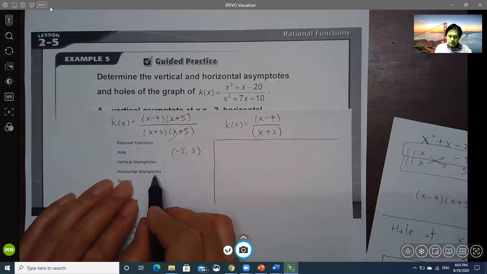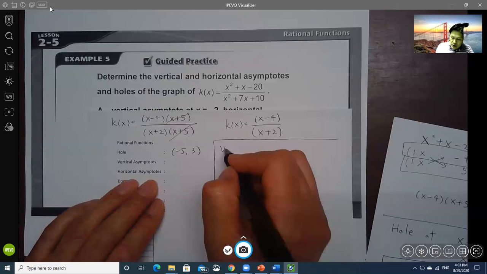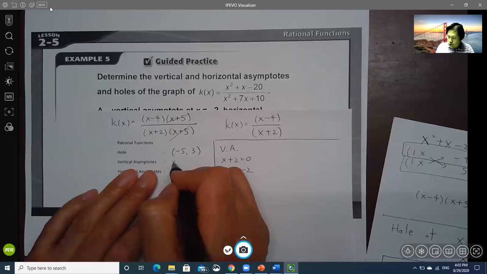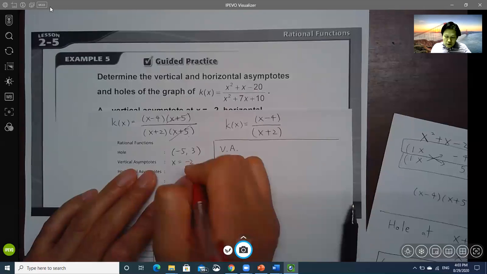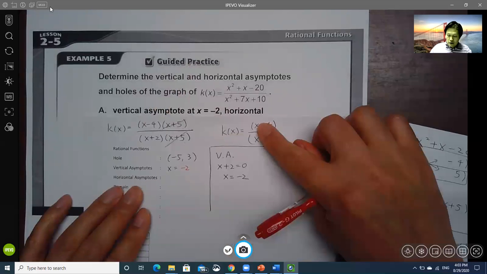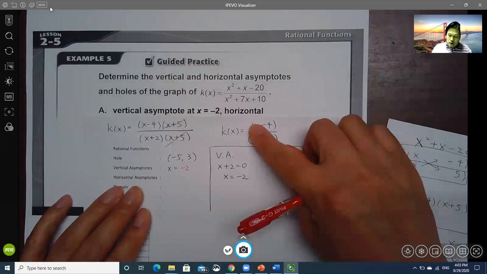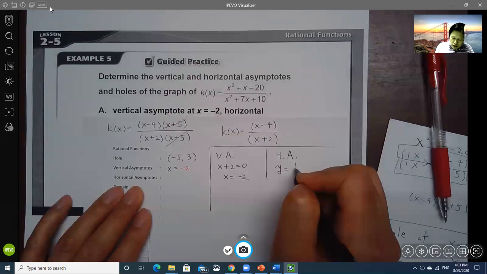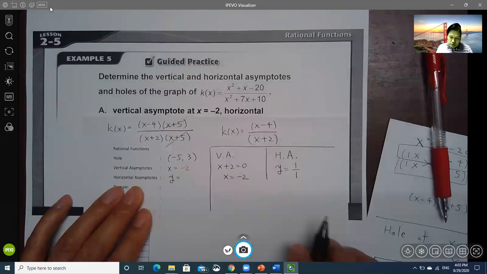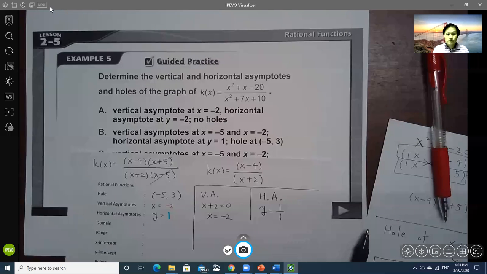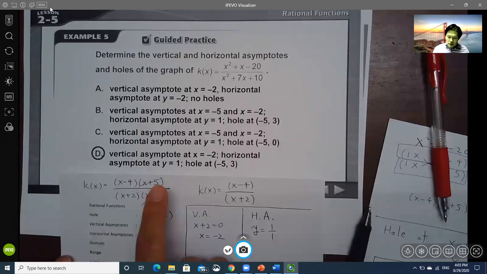So vertical asymptote, denominator equal to 0. Let the denominator equal 0, solve for x. So x equals minus 2. Did I ask you for domain? I didn't, so I'm not going to do domain. Horizontal asymptote. Power of x, same power. So it's 1 over 1. Horizontal asymptote y equals 1 over 1, which is y equals 1. That's it. So you got the vertical asymptote, horizontal asymptote, hole. We are done.